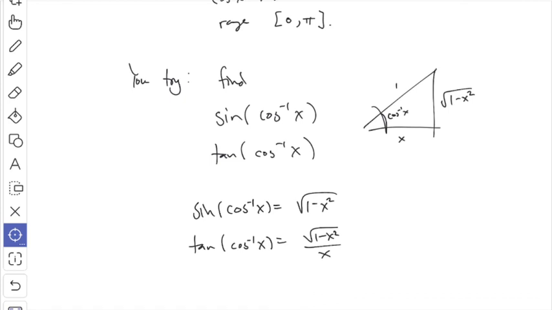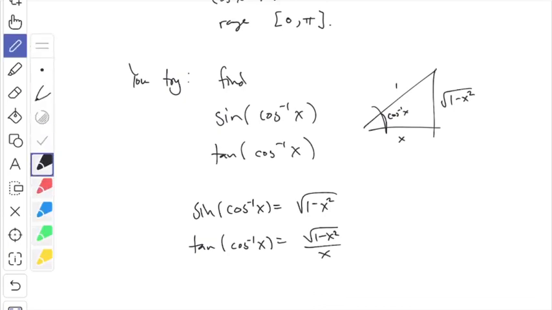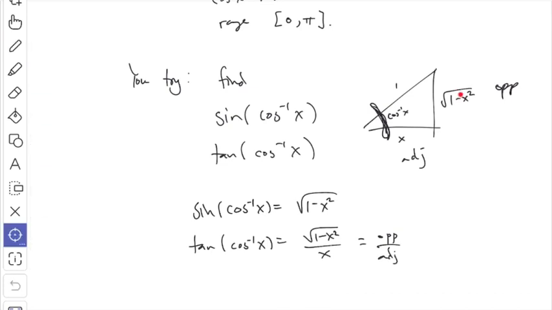I hope so. Any questions about that? I hope you're doing okay, the folks back home. The tan is the opposite over the adjacent, and since the angle is over here, this is the opposite, and this is the adjacent. The opposite is this side, root of 1 minus x squared, and the adjacent is this side, which is x.